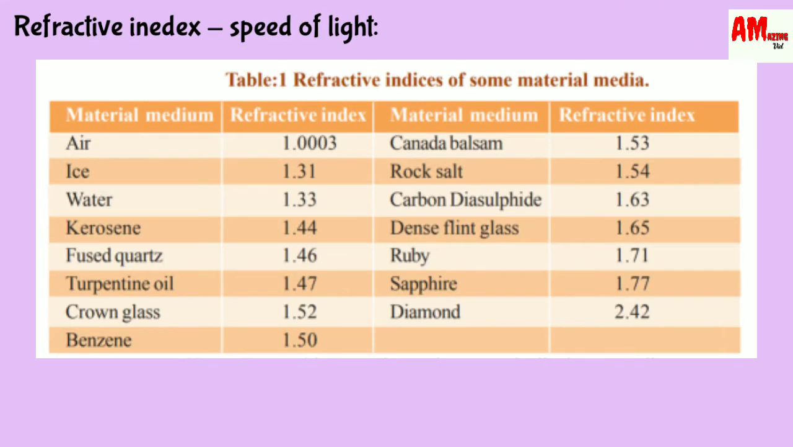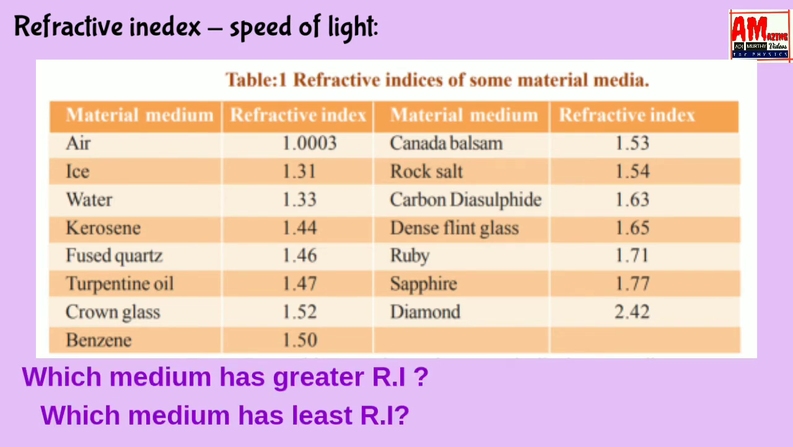Let us understand refractive index and speed of light from the table. In the table are given a few media and their refractive indices. I already told you that refractive index is inversely proportional to the speed of light. Keeping this in your mind, answer these questions.